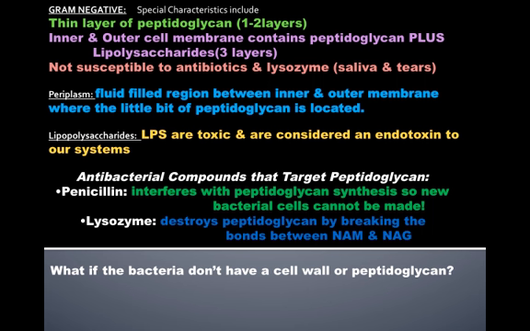Between the NAM and NAG in that peptidoglycan. And so it destroys any bacterial cell. Doesn't matter if it's reproducing or not. So what happens if bacteria don't have a cell wall or peptidoglycan? Well, then penicillin and lysozyme aren't going to work.